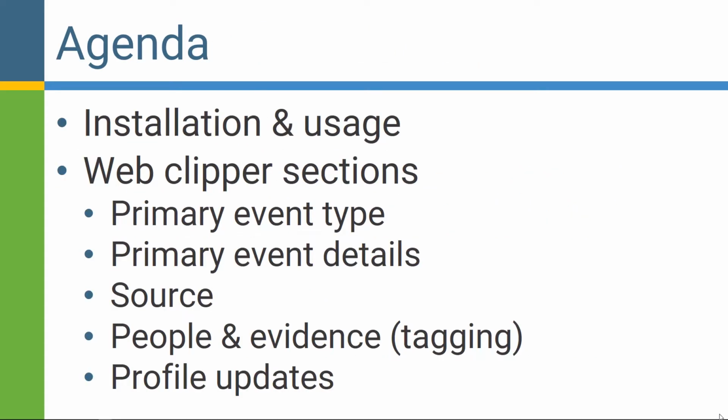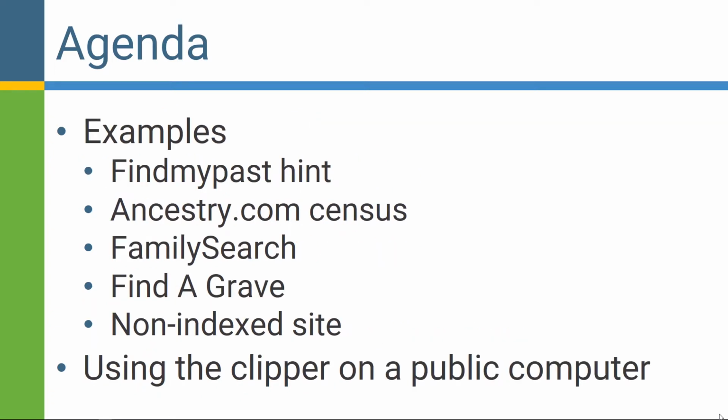So here's what I'm planning to cover. We're going to do a general overview of the clipper, including how to install it, launch it, switch away from it, and then come back. Then we'll do a deep dive into the web clipper sections. We'll talk about the primary event type, the event details, the source and its citation, people and evidence, so tagging people, profile updates, and then I'll demonstrate some examples of using the clipper in different scenarios.